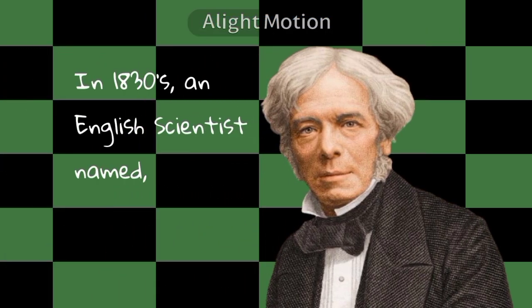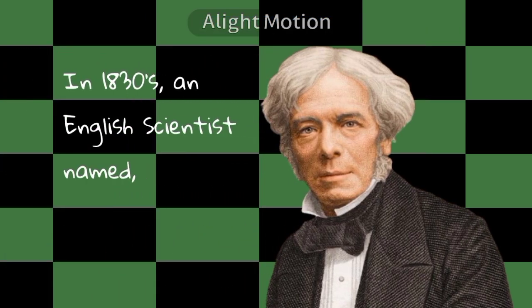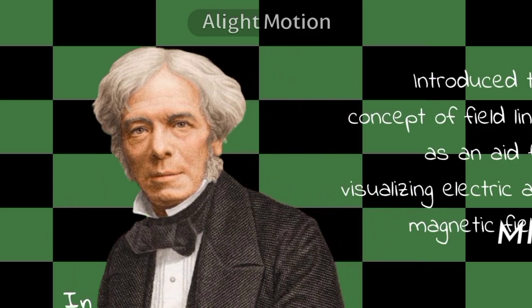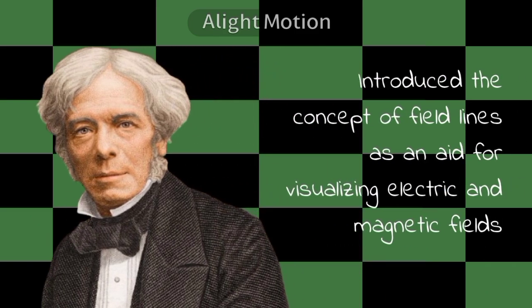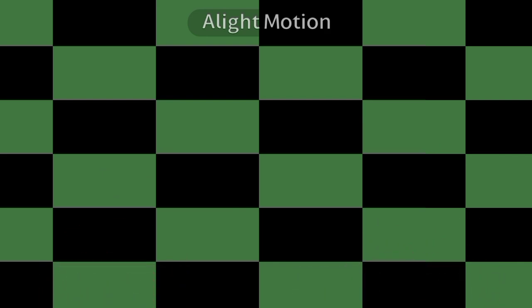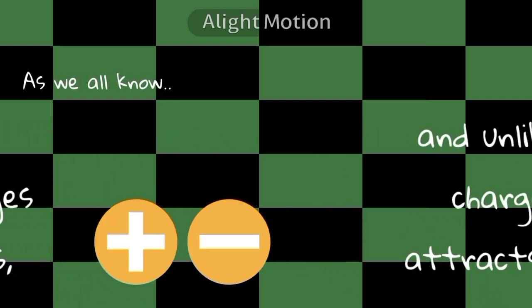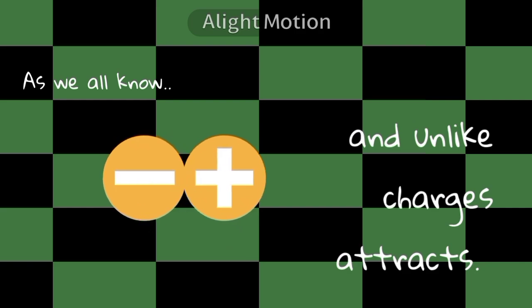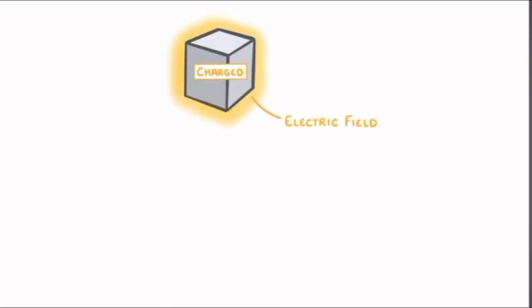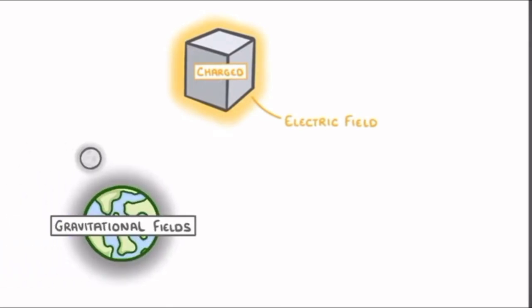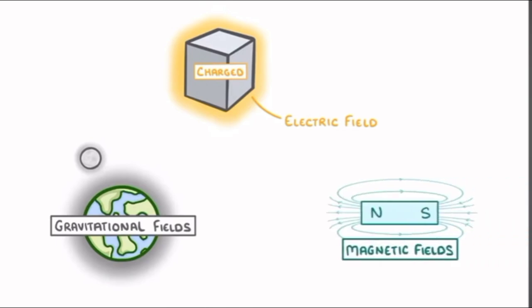In the 1830s, an English scientist named Michael Faraday introduced the concept of field lines as an aid for visualizing electric and magnetic fields. As we all know, like charges repel and opposite charges attract. If you imagine any charged object, it will always have its own electric field all the way around it, just like masses have gravitational fields, and magnets have magnetic fields.